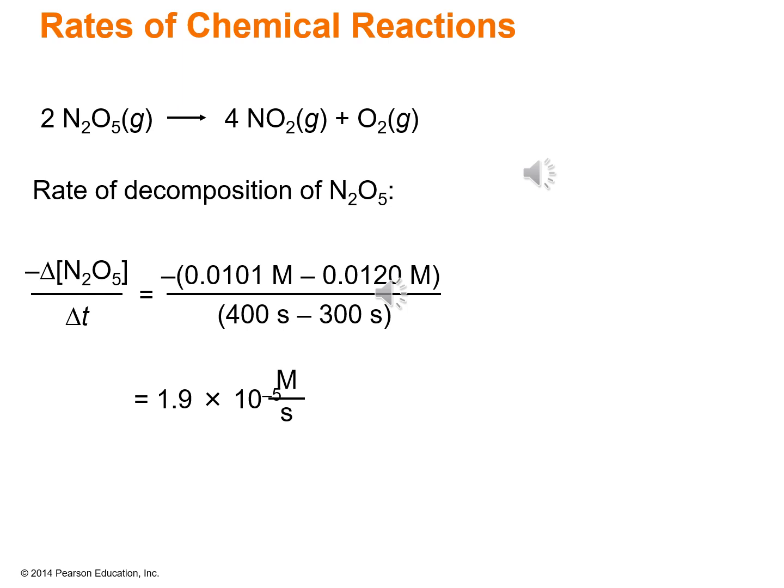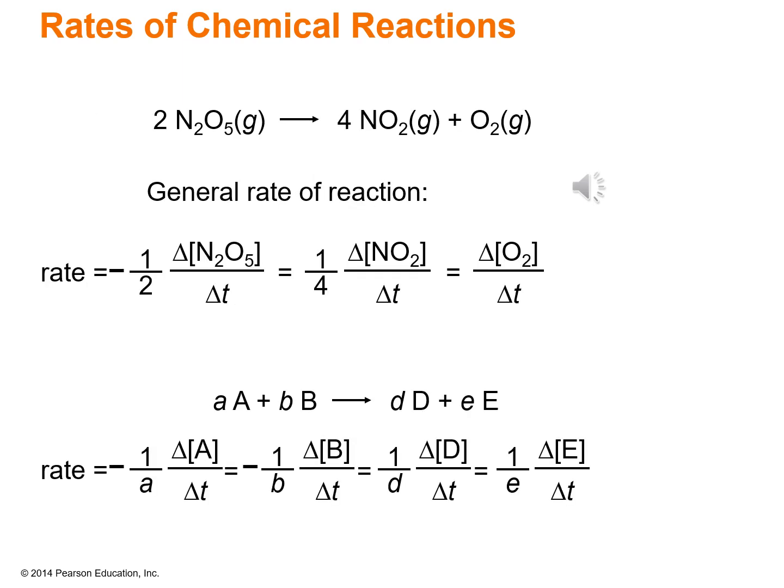During the time period from 300 to 400 seconds, as we see here in the calculation, the average rate of decomposition is going to be equal to 1.9 times 10 to the minus 5 molar per second. And as you see here, for the specific time period between 300 and 400 seconds, the reaction rate is defined to be a positive value.